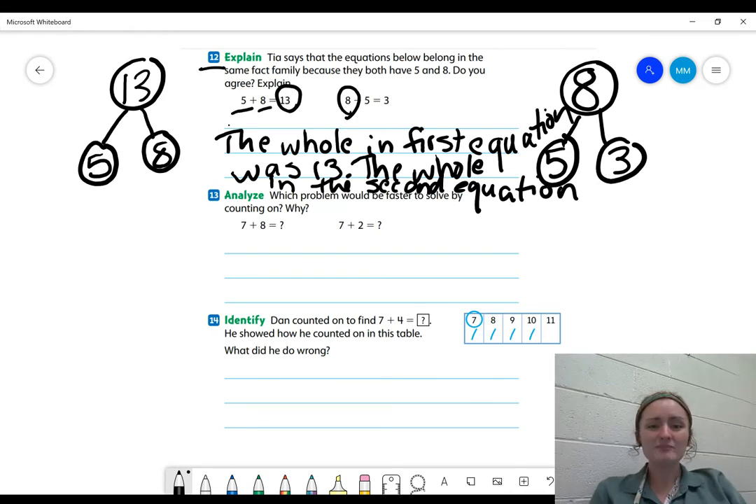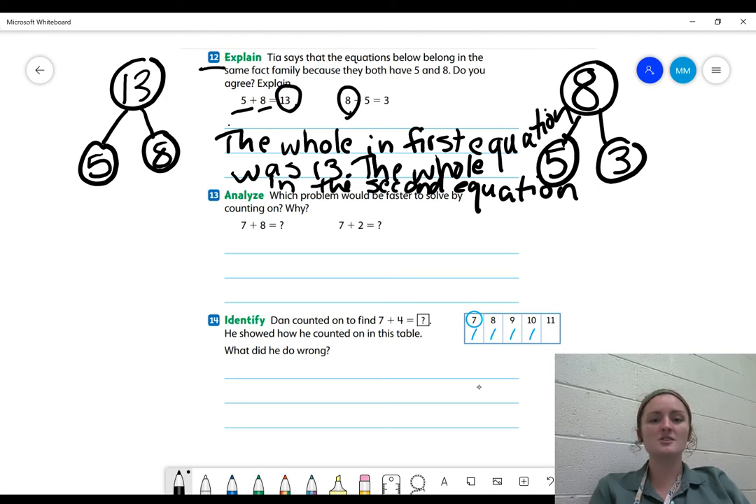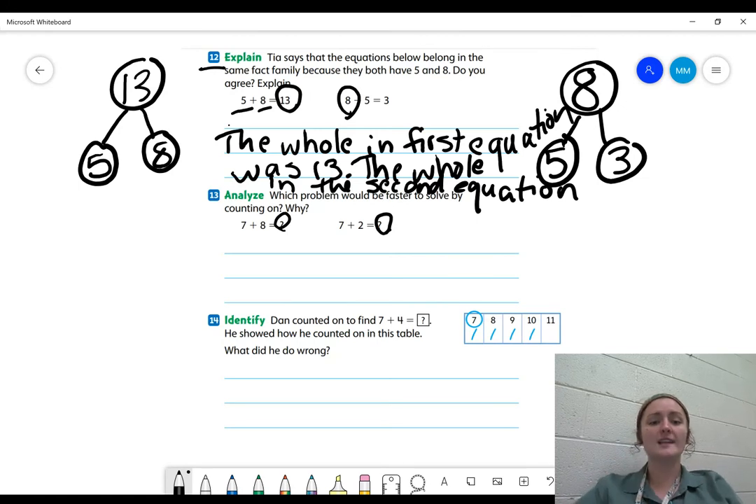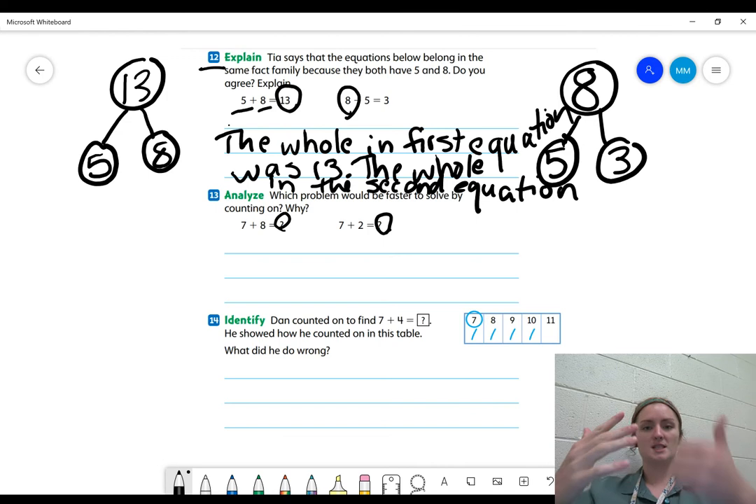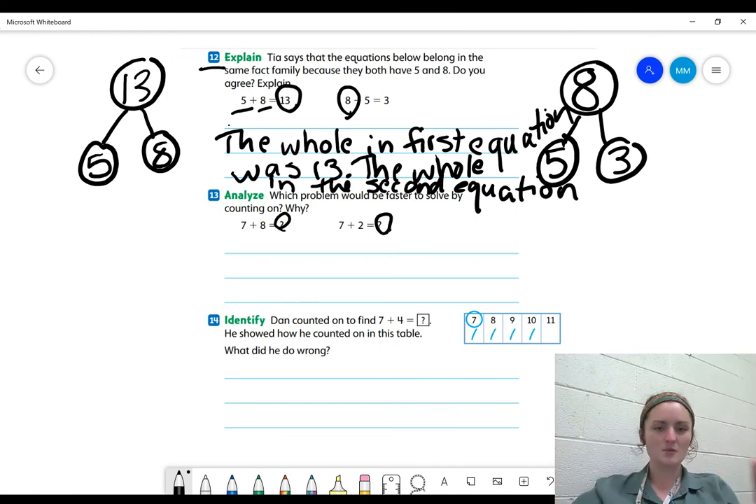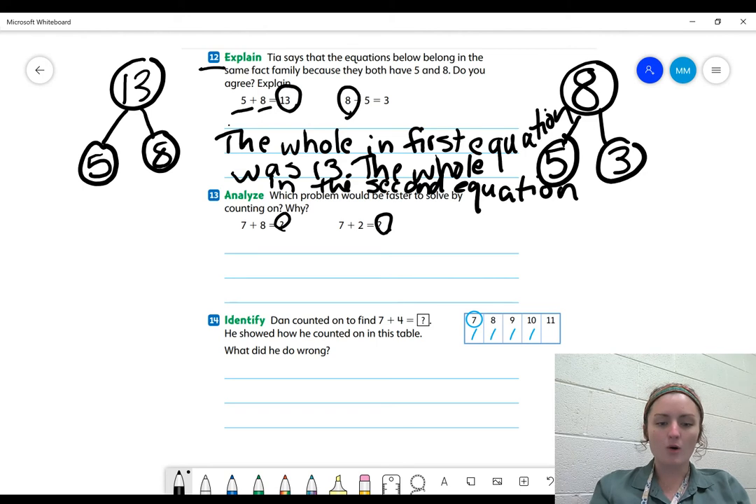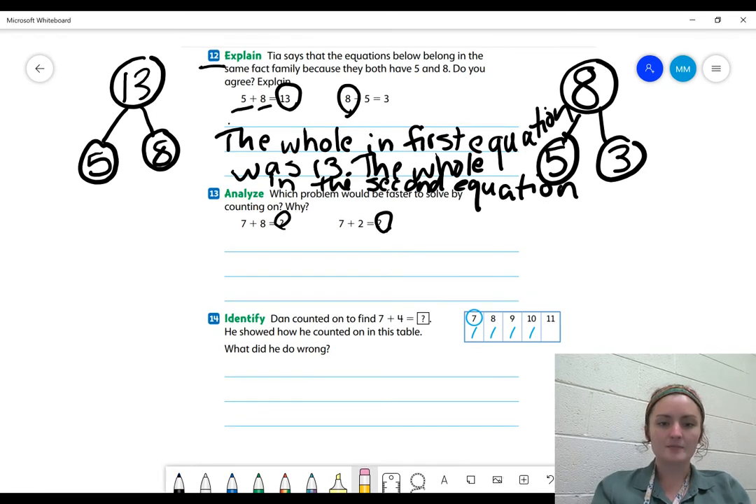All right. It says, which problem would be faster to solve by counting on and why? So they give us our two parts and we have to find our whole. All right, so we're going to pound and count. That means I'm going to start with my bigger part and count on the smaller part. So I'm going to pound 8 and count on 7 more. Here you go. 8, 9, 10, 11, 12, 13, 14, 15. Okay, so I counted on 7 more, and my whole was 15. So I'm going to write 15 right here.